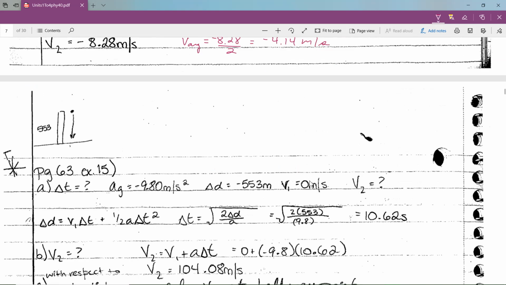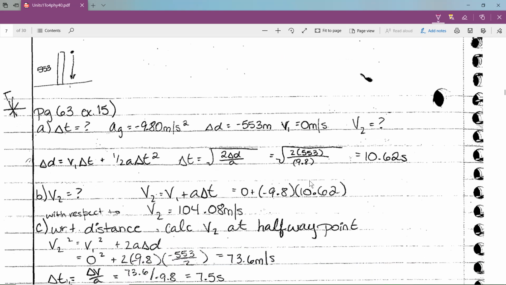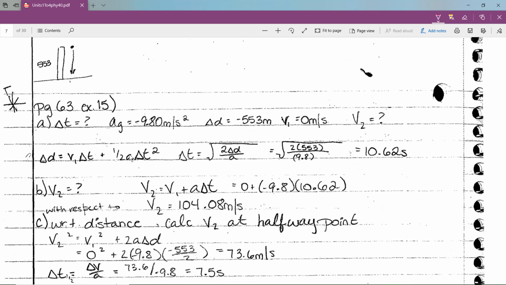What if we drop something from a lot higher distance here? Here we have an object at the top of the CN Tower, which is 550 meters high, and we drop it. And so the acceleration is minus 9.8 meters per second squared. We have a displacement of 553 meters negative. We're dropping it. We aren't throwing it down. We're just dropping it. So V1 is 0. So V2 we want to solve for. Delta T we want to solve for. And so how can we do that?